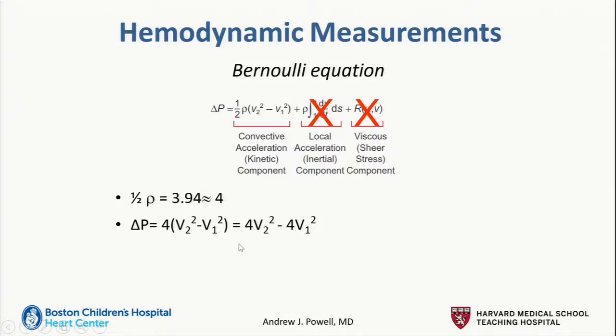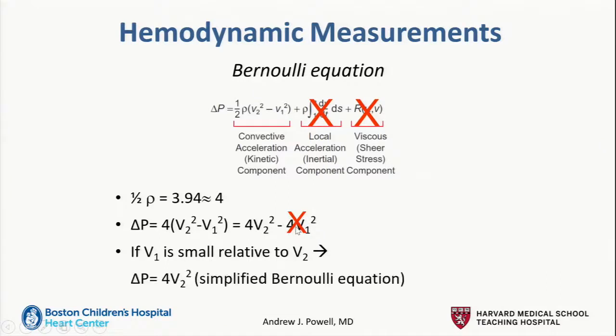And then the final simplification is if the velocity at the proximal point is relatively small compared to this distal point, then you can ignore this component of that equation, and it all simplifies to this: the change in the pressure is equal to 4 times the velocity squared, and this is called the simplified Bernoulli equation.